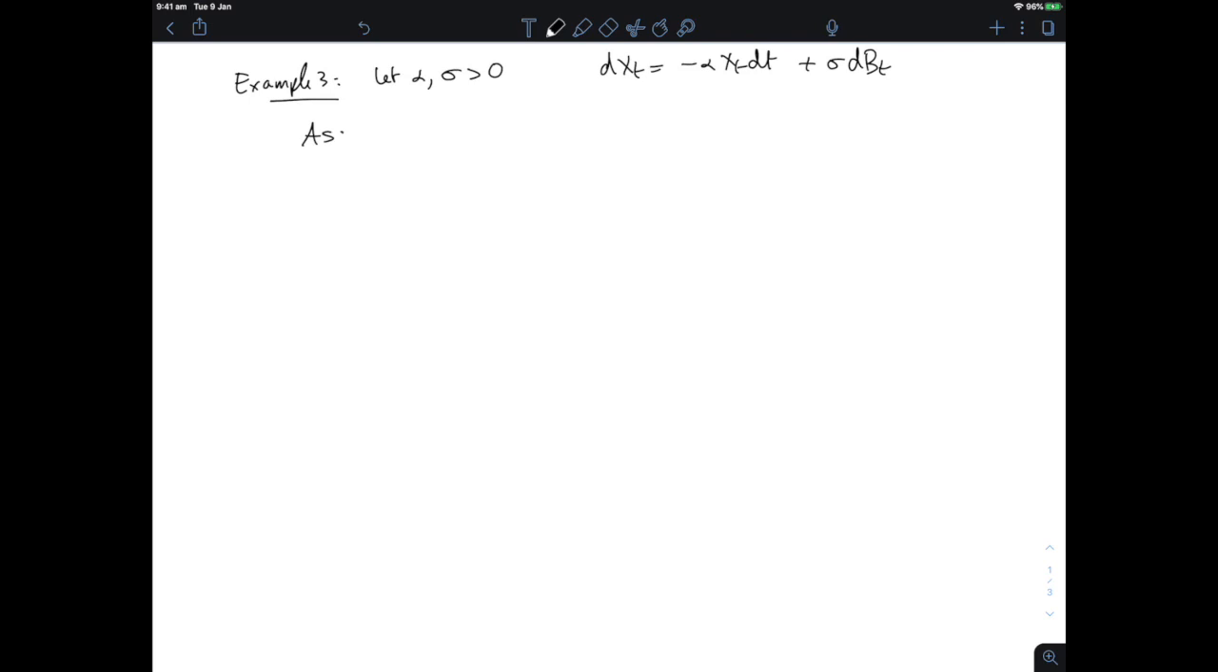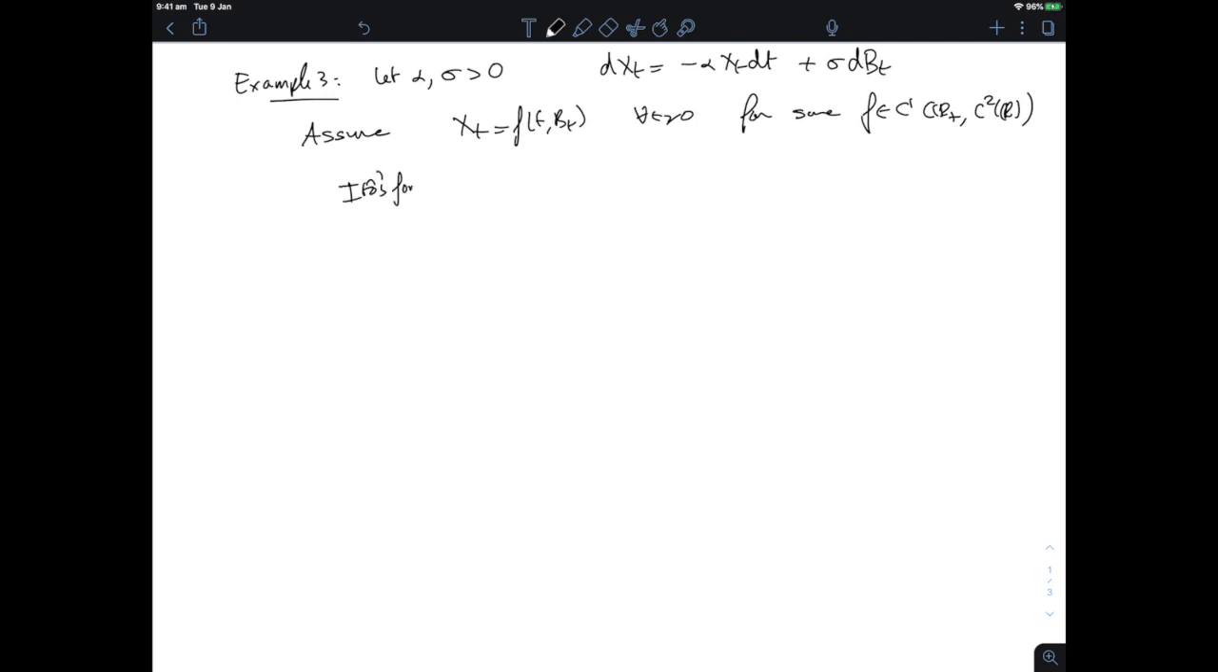Well, we are going to try using the exact same method as for example 2. So assume that X is of the form f(t, B_t) for some f, sufficiently differentiable, so C1 in the time variable and C2 in the other variable. And then use Ito formula, get a partial differential equation or a system of partial differential equations that f has to satisfy, and then find an f that satisfies that. So what does that give us?